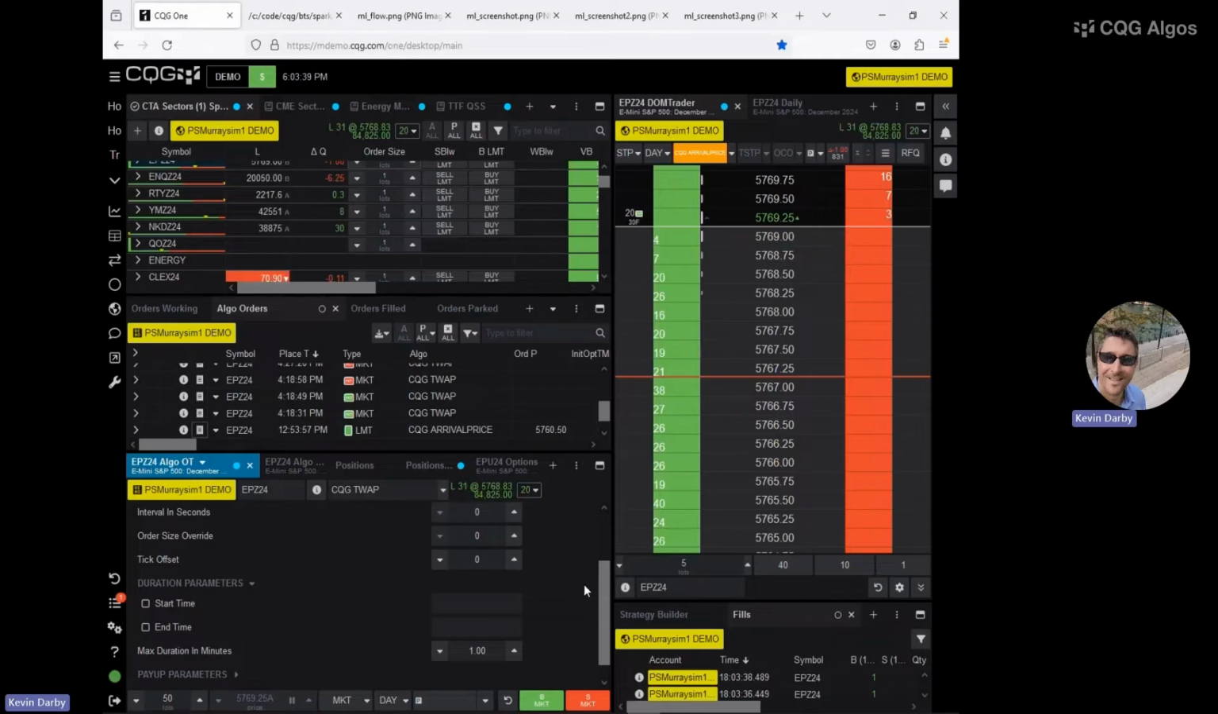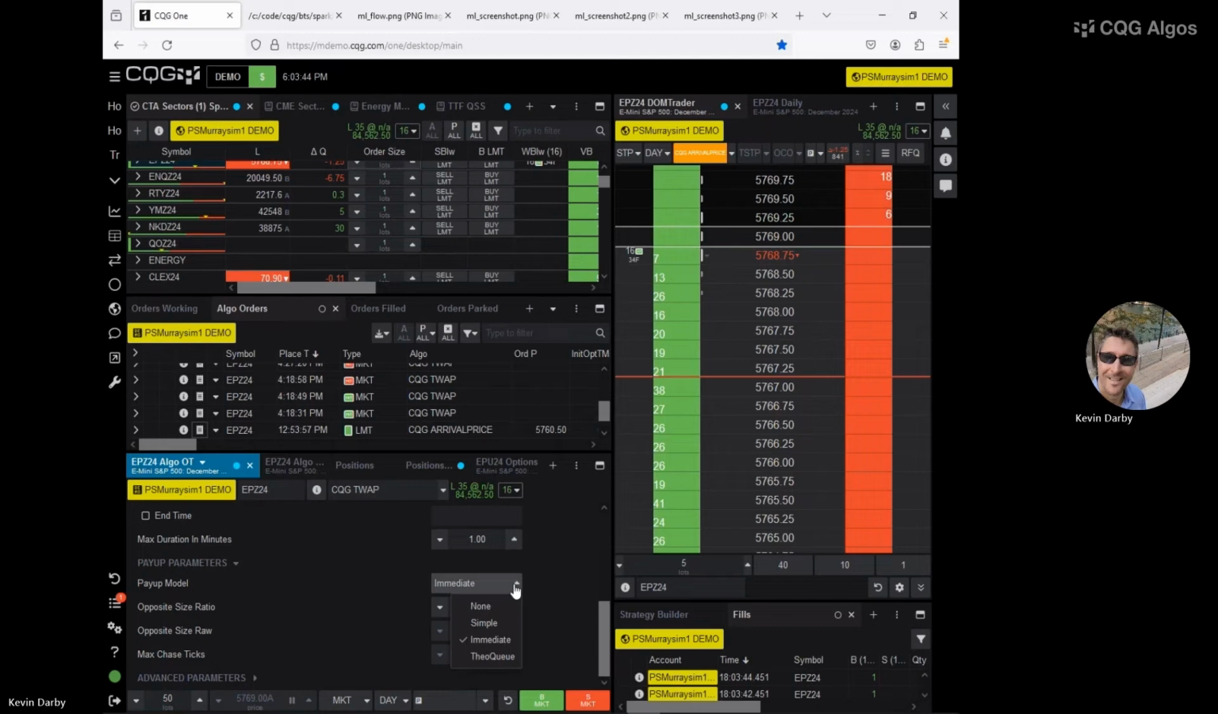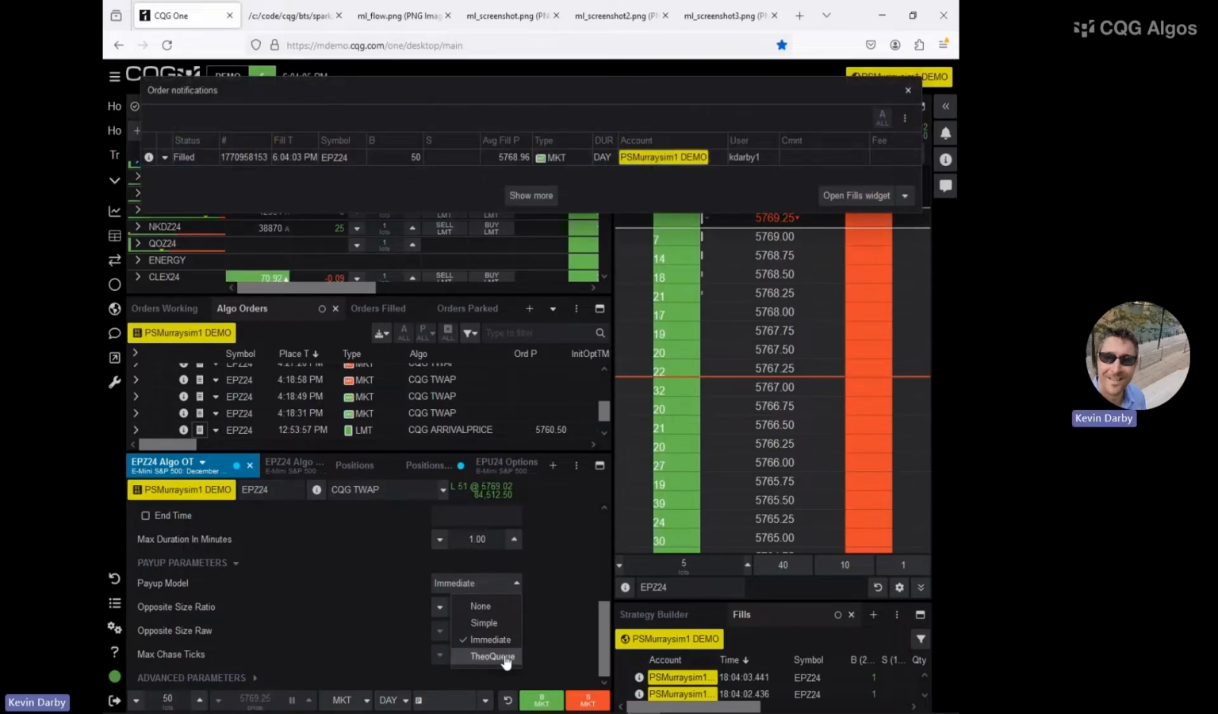We have several pay up models. Immediate is the default, as I mentioned. Simple allows the user to set an opposite inside market size or size ratio under which the slice will pay up. THEO-Q models the order book as a Markovian queuing system, using bid and offer size and order ingress and egress rates to compute the probability that the market will move our way before it moves against us. So here I can launch the same TWAP with pay up logic to avoid crossing the bid offer spread when the math tells us we should.